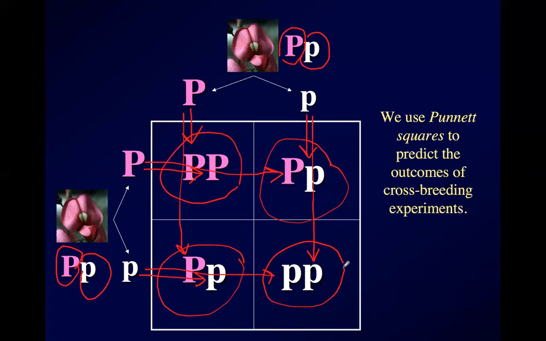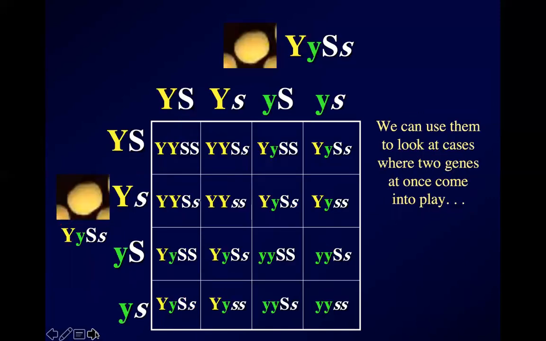So if you count the number of offspring that you get, you'll get 3 purple flowered pea plants for every 1 white flowered pea plant. You get a 3-to-1. And we can even use these to look at cases where 2 genes at once come into play.